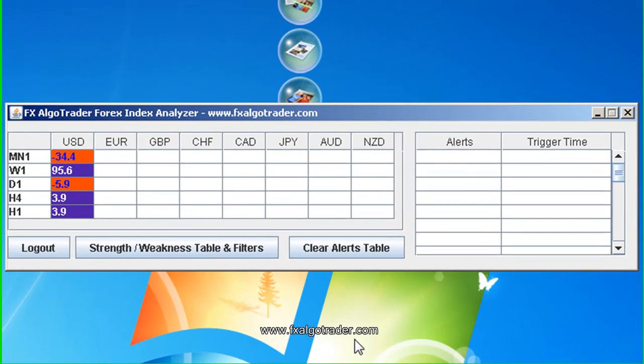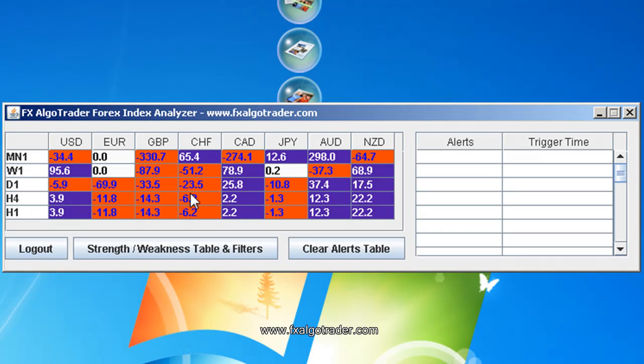Once you log in, the main index analyzer screen comes up, and you have effectively a matrix or a table here where you can see the currencies: dollar, euro, sterling, Swiss franc, Canadian dollar, Japanese yen, Aussie dollar, Kiwi dollar, and you can see the time frames on the left hand side going from hourly, 4 hourly, daily, weekly and monthly, and we can see the corresponding index. These indexes are calculated using the LFX or like Forex index algorithms. I can publish the formulas on the website, but they are commonly available on the internet if you just Google LFX index formulas.